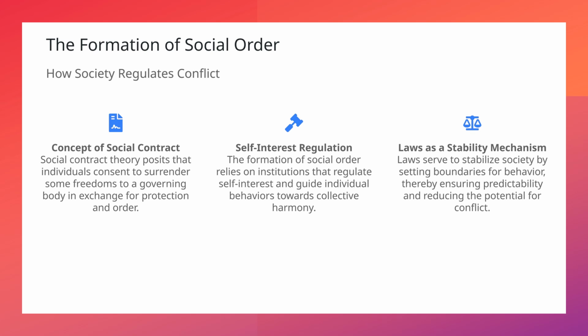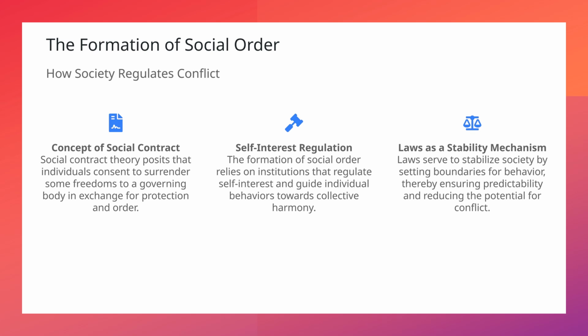So the establishment of social order is intertwined with the notion of the social contract, where individuals willingly concede certain liberties to gain protection and stability. This foundational concept reveals how societies strive to regulate self-interest through established institutions and laws. So by delineating acceptable behaviors, laws provide a mechanism for maintaining order, thereby diminishing the space for inherent conflict among individuals.